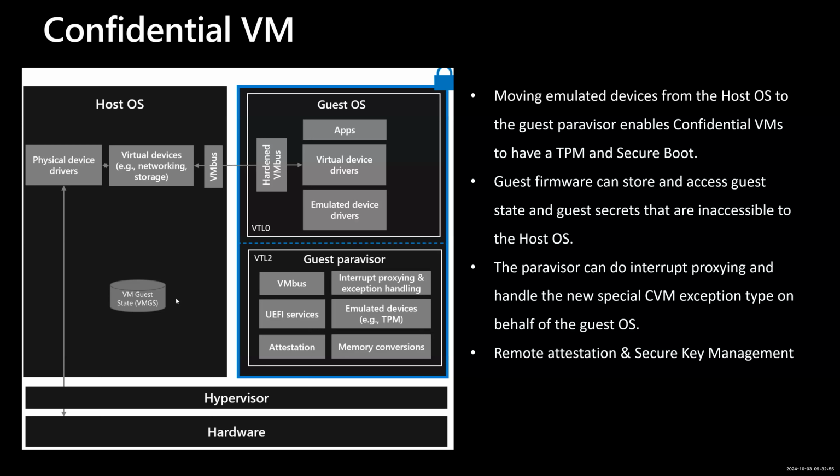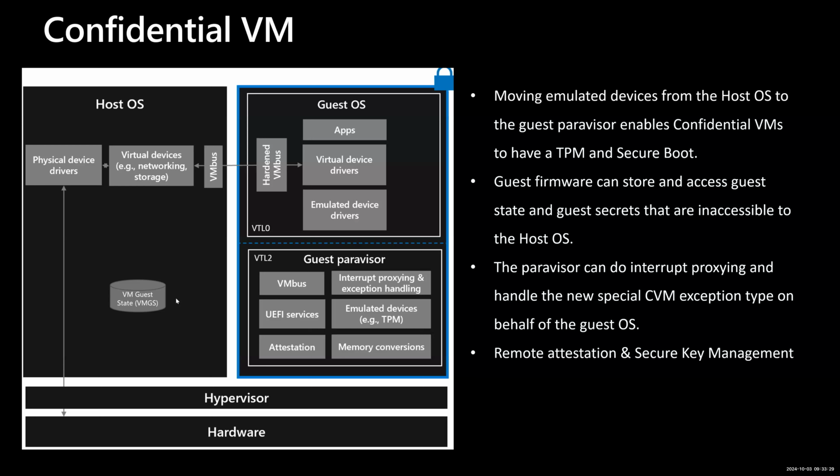The other enlightenment is that there are new exception types that a guest needs to be aware of when running on a confidential platform. These are hardware platform specific, so they have different terms on AMD and Intel, et cetera. You need to know how to handle that special exception type. If you have a guest paravisor, it can just take care of that on behalf of the guest, so the guest doesn't need to have those changes.